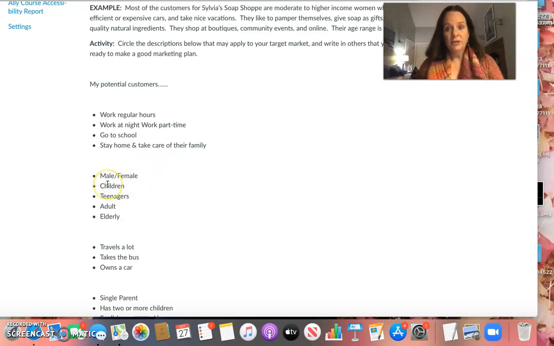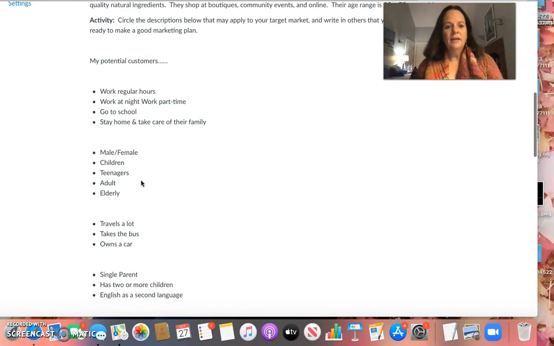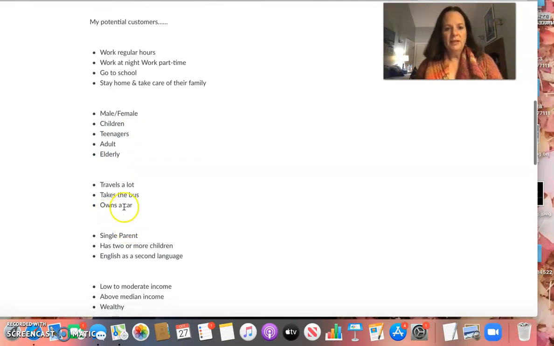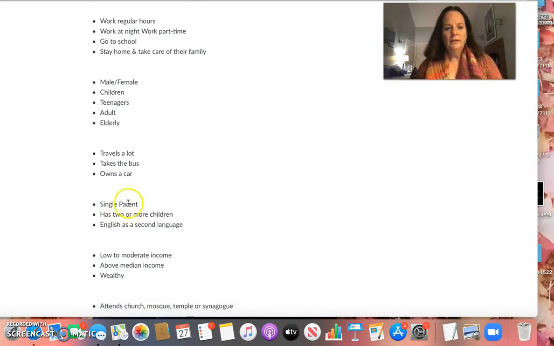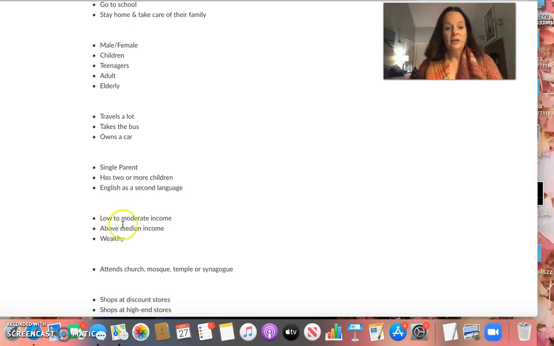There may be male with children, but from my research with daycare centers in my class, most of them were moms with kids who would drop off their children at the daycare centers. So you're going to research this. Probably your customers are not elderly, probably not teenagers, most likely adults. They most likely have their own car. They could be single parents. They do have two or more children. They might speak English as a second language.